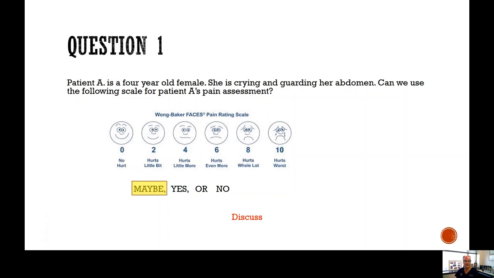So maybe it's the right answer, because she has to be developmentally appropriate to use this scale. So think about this 4-year-old child. She has to understand how her pain feels in her body, and think about the face that she's making in response to this pain she's feeling. And then be able to take that and project it out and match it up with a face on that pain rating scale, to know that I'm a 4 and I'm that face that's a 4. That takes a lot of developmental skill, and not all 4-year-olds can do that. So it's going to depend on your patient.